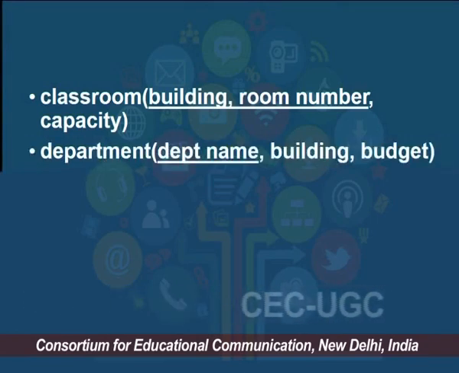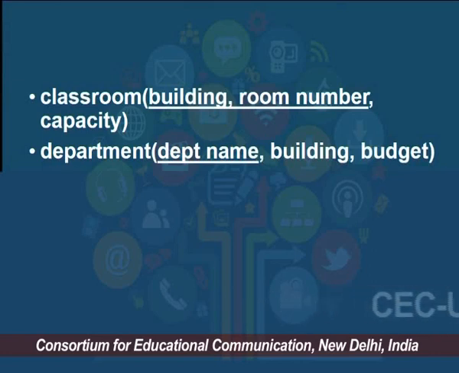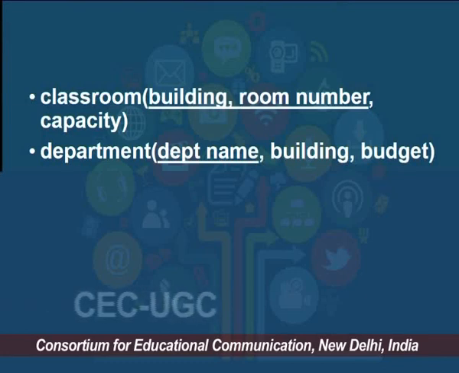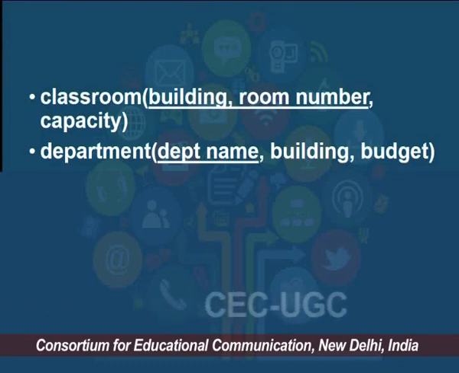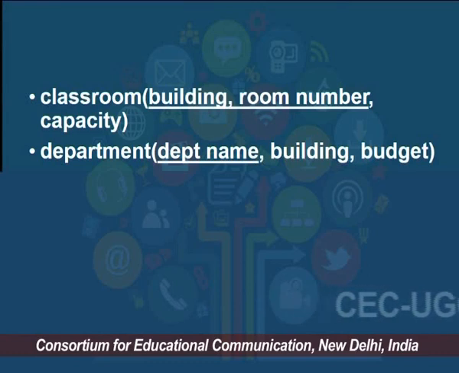Similarly, we have the department table in which department name, building and budget are the attributes and department name is the primary key. Now, how am I saying it's the primary key? Because this is the underlined attribute, and this is just a way of representation in the form of text. Soon we will be looking at the representation in graphical form also.